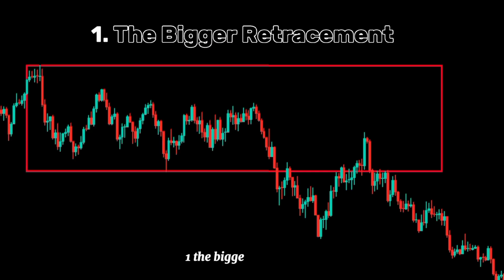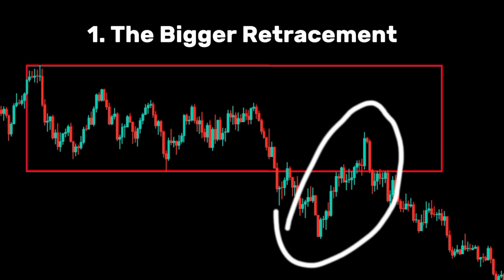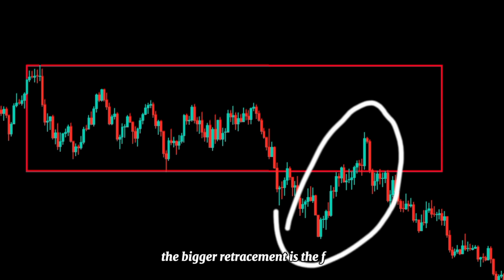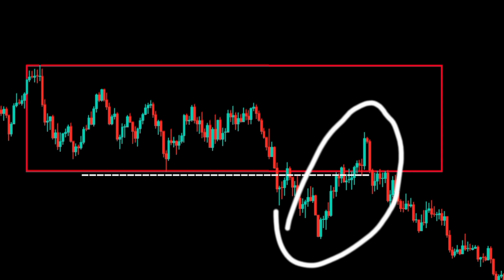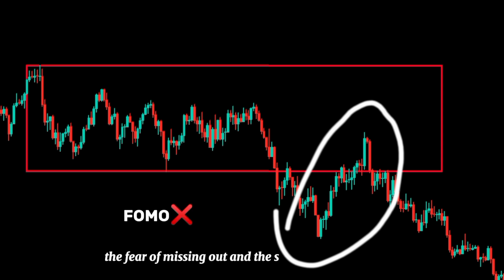1. The bigger retracement. The bigger retracement is the first ultimate solution to avoiding false breakouts and trading the breakouts profitably. This one strategy helps you to get rid of the 3 breakout traps instantly: the limit order trap, the fear of missing out, and the small retracement trap.